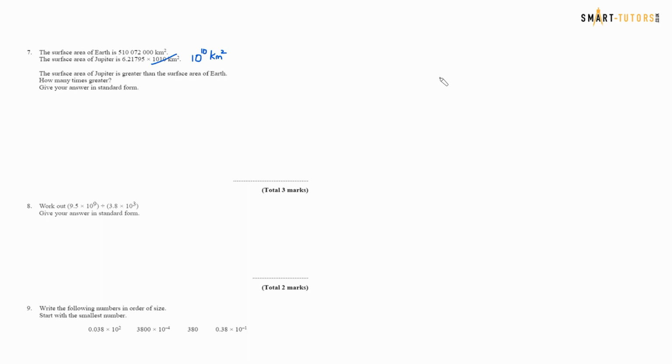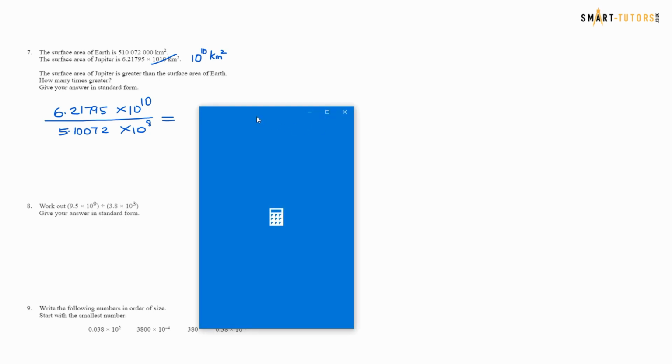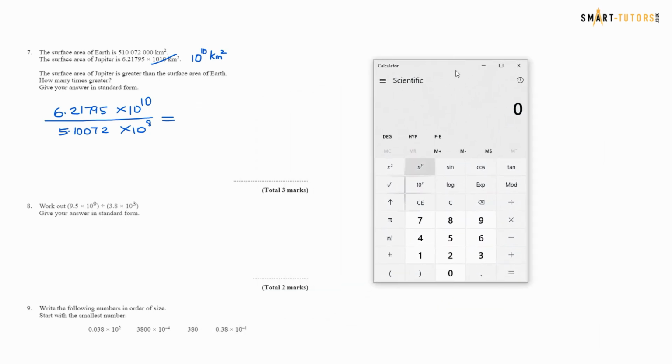How many times greater? So Jupiter's surface area is bigger, so 6.21795 times 10 to the power 10 divided by 5.10072 times 10 to the power 8. So you can use the calculator to find out the answer for the division first.